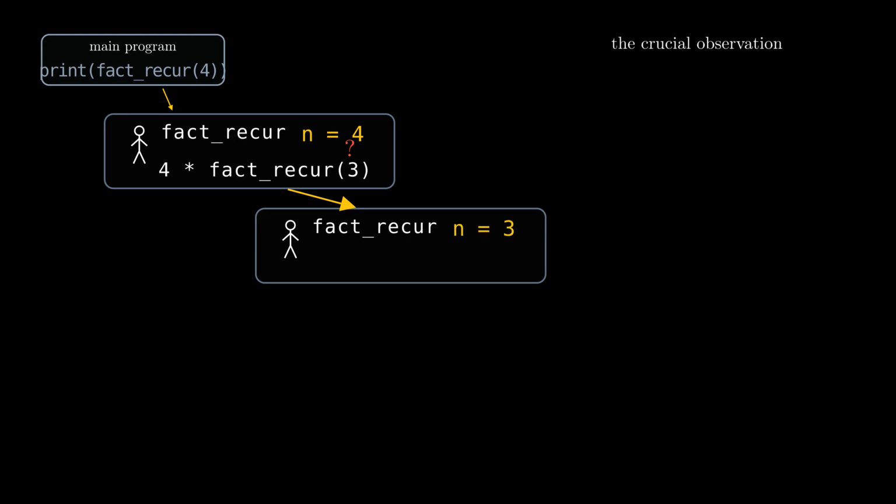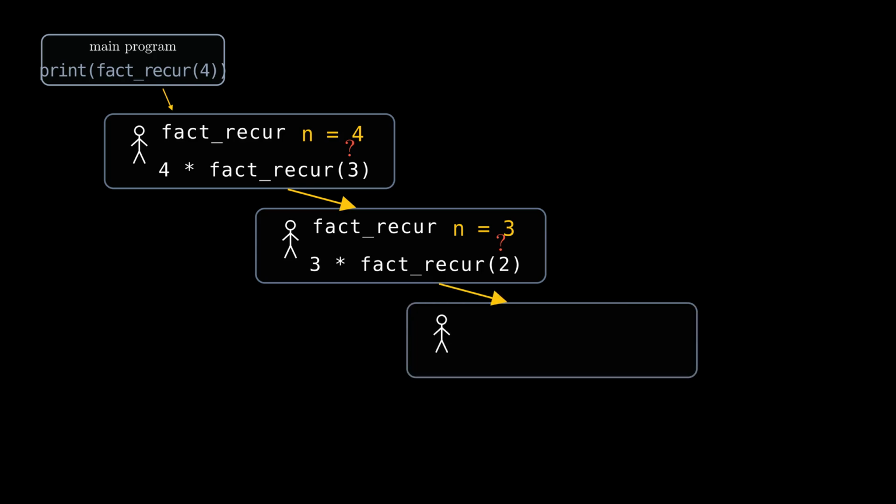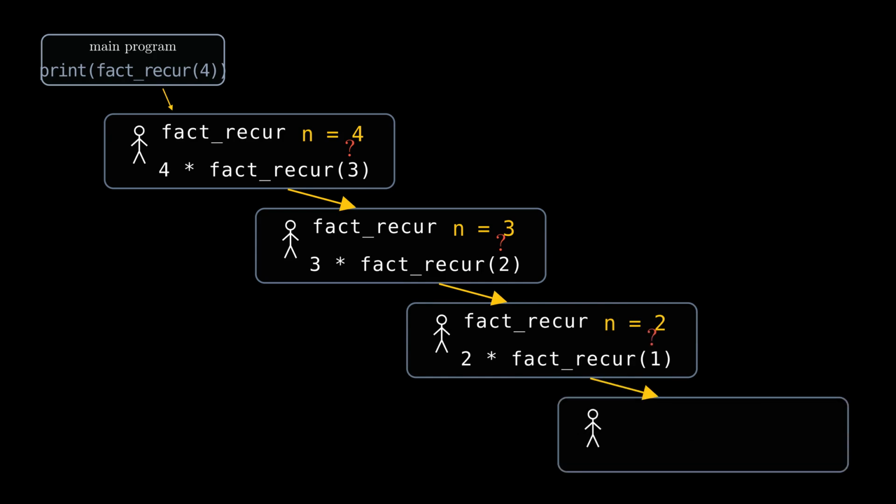Here is the crucial observation. Both of these calls are named fact_recur, yet they are completely separate calls with completely separate environments. Each has its own n, each has its own job to finish. Sharing a name does not mean sharing variables. The pattern repeats. The environment holding n equal to 3 owes 3 times fact_recur of 2, so a third person steps forward with n equal to 2. That one owes 2 times fact_recur of 1, so a fourth steps forward with n equal to 1.